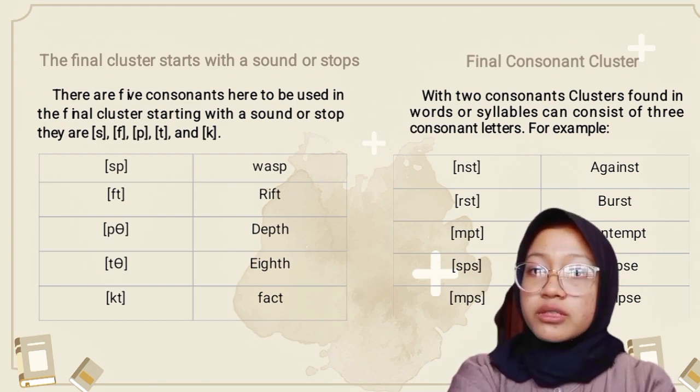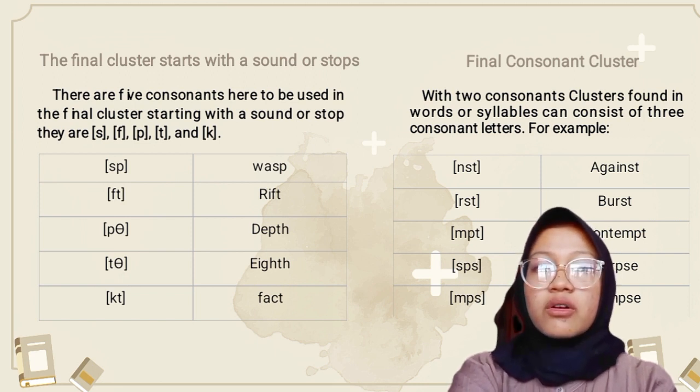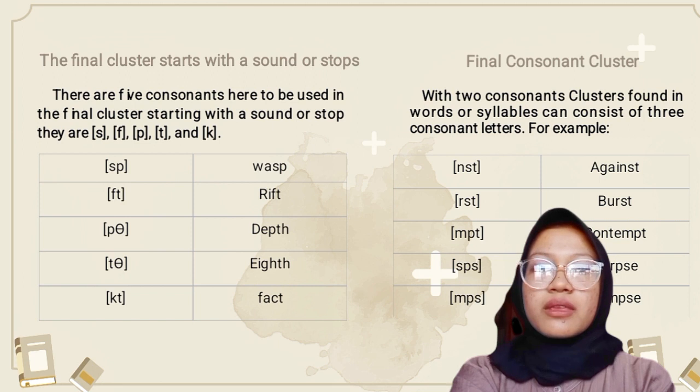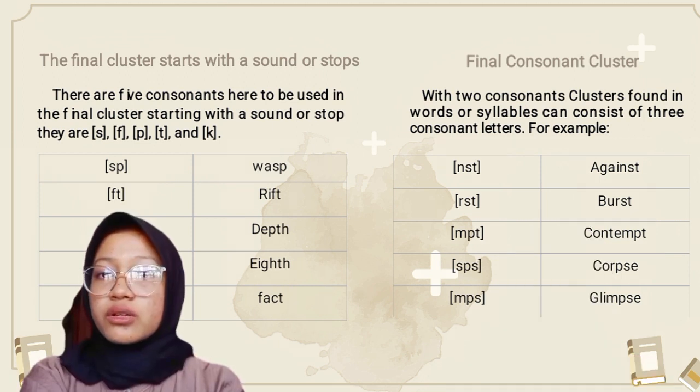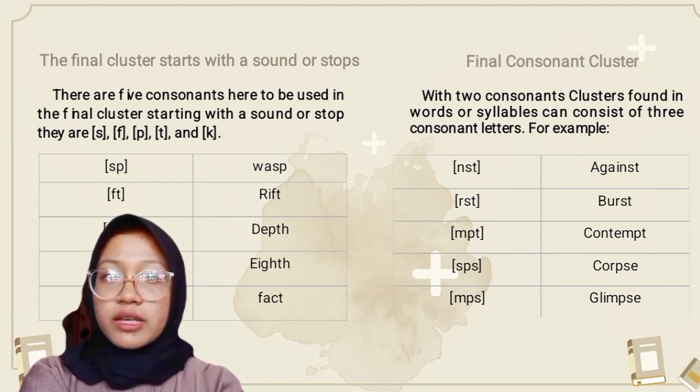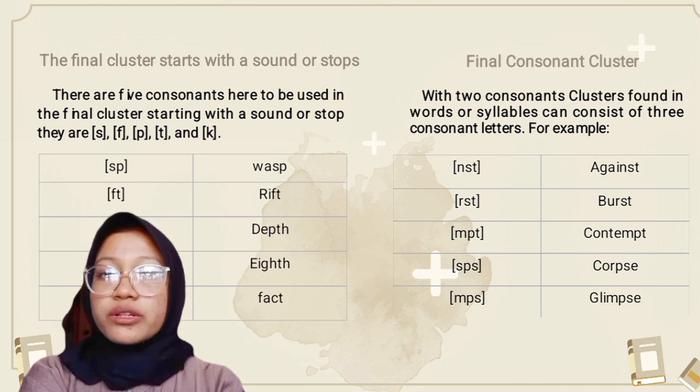The final consonant cluster can start with a sound or stops. There are five consonants to be used in the final cluster starting with a stop: S, F, P, T, and K. For example: was, rift, tapped, ached. A final consonant cluster with more than two consonants is found in words where a syllable can consist of three consonant letters. For example: against, worst, contempt, corpse, glimpse.